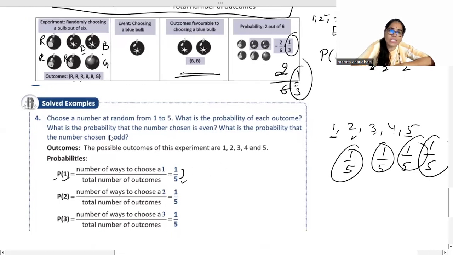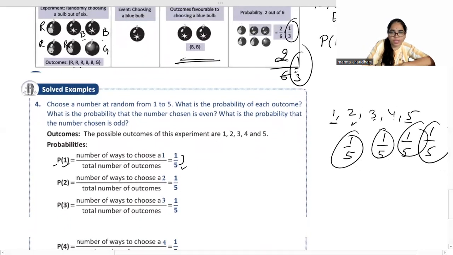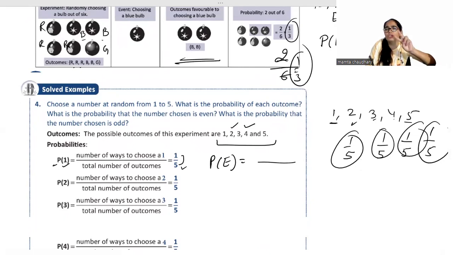Now, what's the probability that the number chosen is even? Okay, even number. So now the possible outcomes are these ones. Probability of getting an even number. How many numbers are even here? 2 and 4. There are only 2 numbers which are even. And how many total numbers are there? 1, 2, 3, 4, 5.